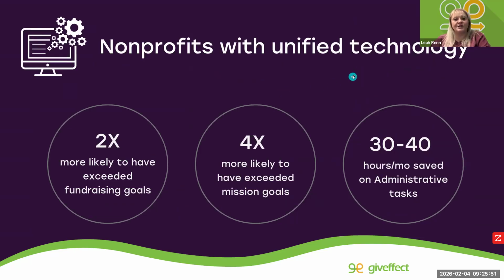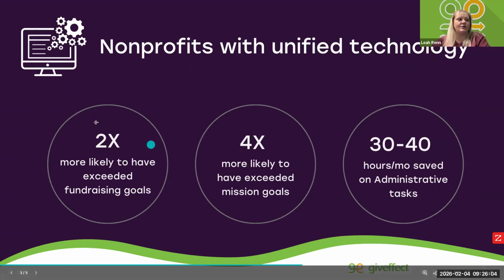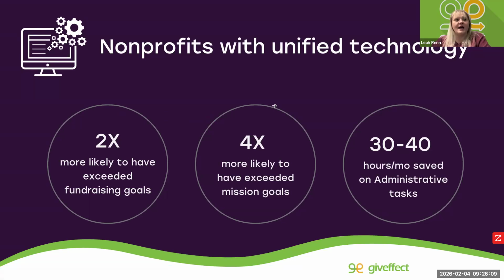Nonprofits with unified technology, right? The bottom line and the goal is really, how do I reach more people? How do I serve my mission, right? When you have unified technology, you are 2 times more likely to exceed your fundraising goals. You're also 4 times more likely to exceed mission goals. And those 30 to 40 hours of manual data entry or administrative tasks really equate to being able to do more with less time. I wish that was the case, but it is. It allows you to focus on what is actually moving the needle forward, and that's why we're here.